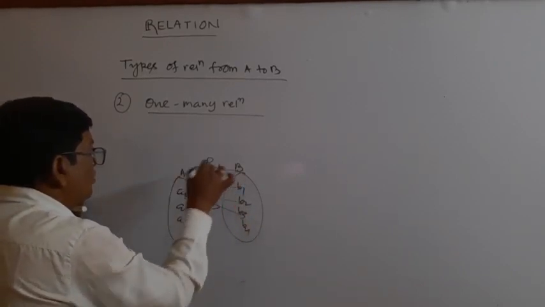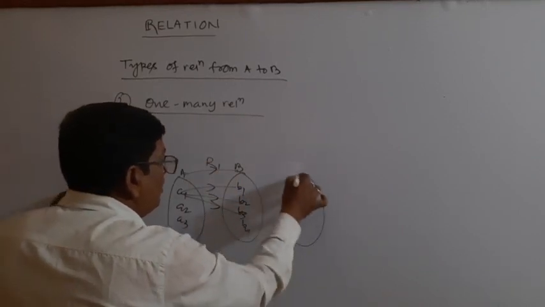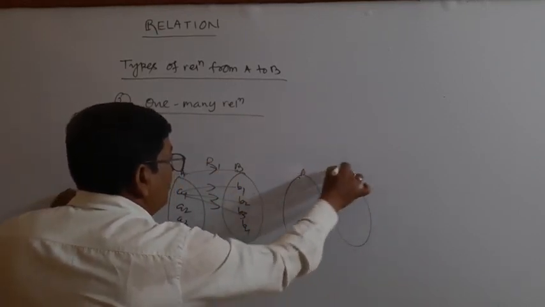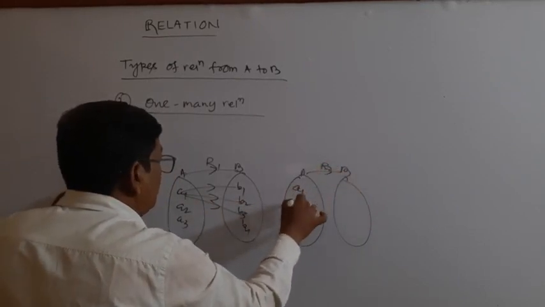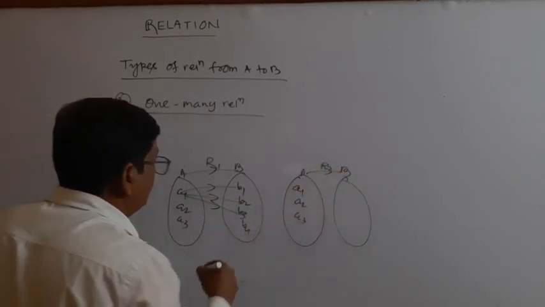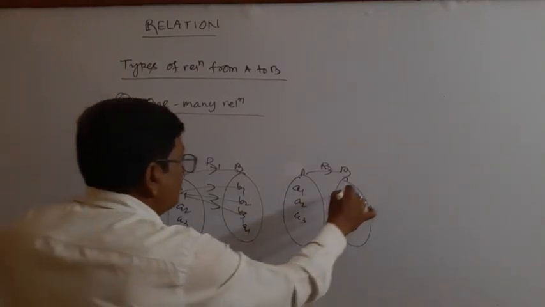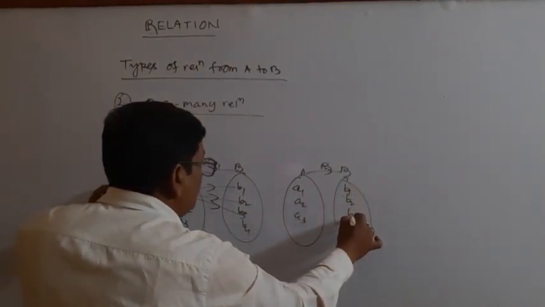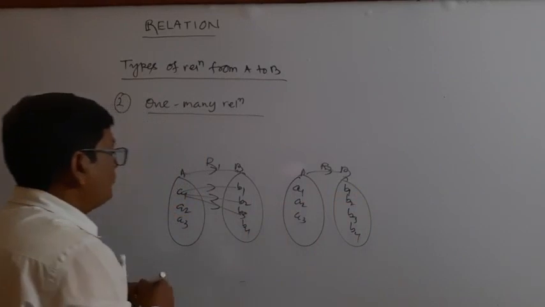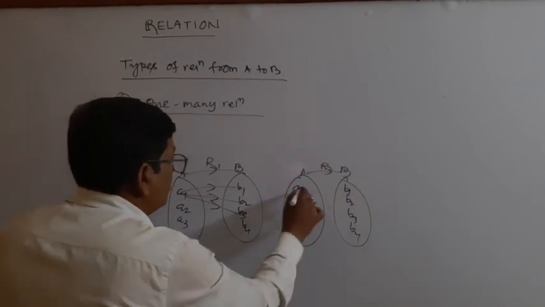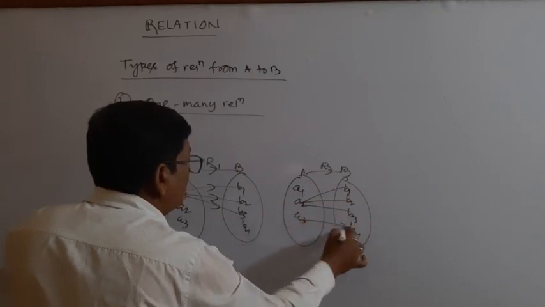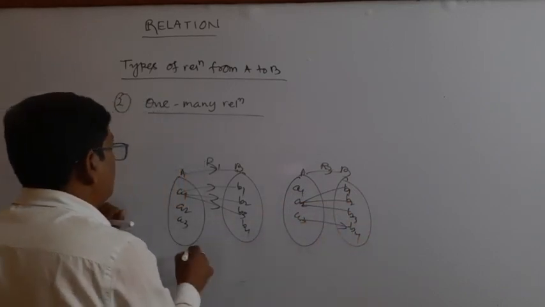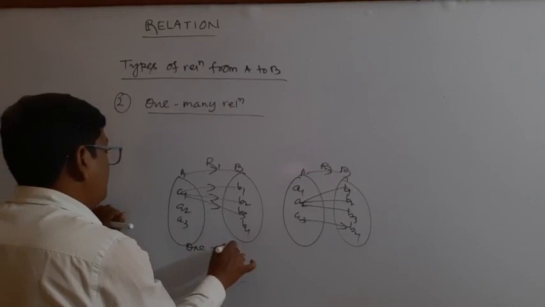Suppose this is R1. And another example: A, B, and this is relation R2, with A1, A2, A3 and B1, B2, B3, B4. This is also a one-many relation.